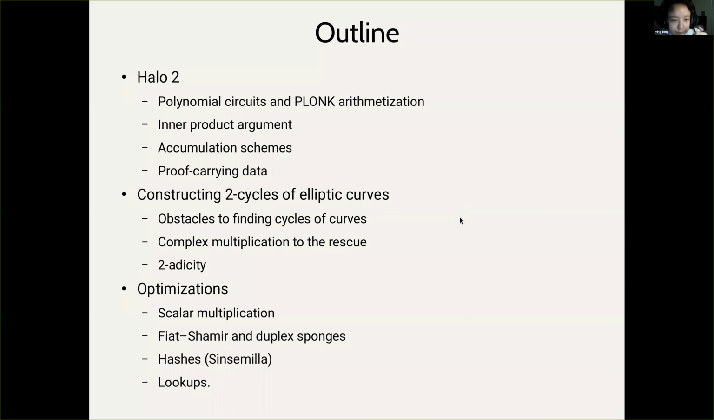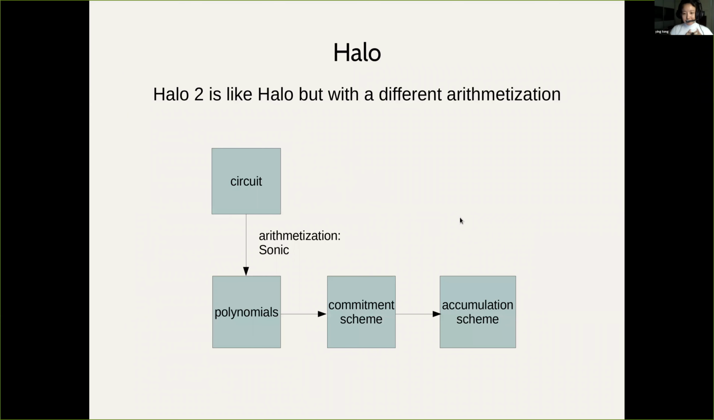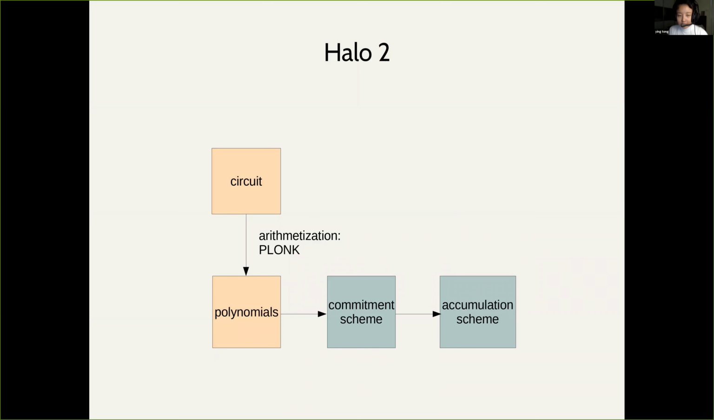So yeah, Halo 2. Some of us may have heard of Halo already. Halo 2 is basically Halo, but with a more efficient arithmetization. Instead of using Sonic, Halo 2 uses Plonk, as you'll see on the next slide. But from that point on, the commitment and accumulation schemes are as before. Those have not changed. Now we're gonna walk you through this diagram step by step.